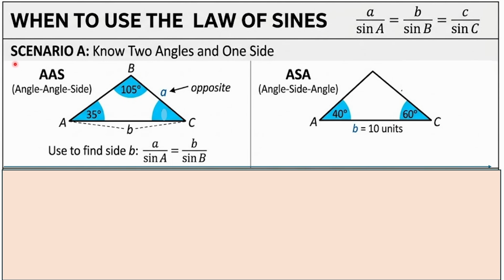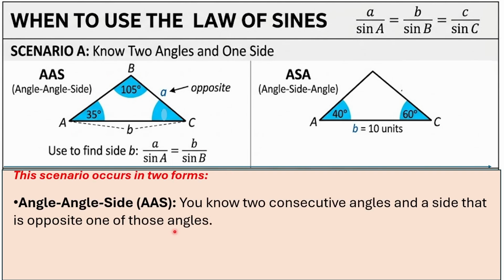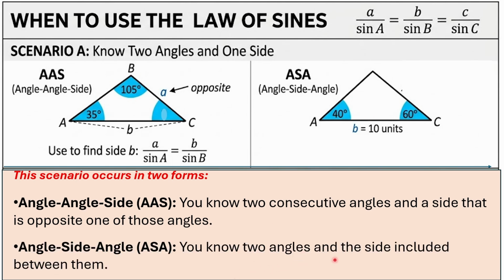Now, when to use the law of sines? We have scenario A, know two angles and one side. In this triangle, given are the angle A and angle B. And also, the given side is side a. So, this is AAS or angle-angle-side. AAS means you know two consecutive angles and a side that is opposite one of those angles. And the other one is ASA or angle-side-angle, if you know two angles and the side included between them.